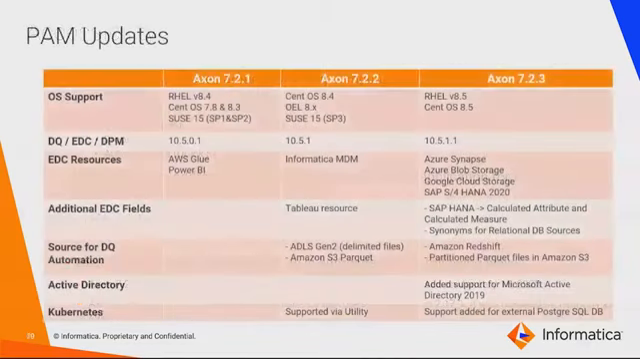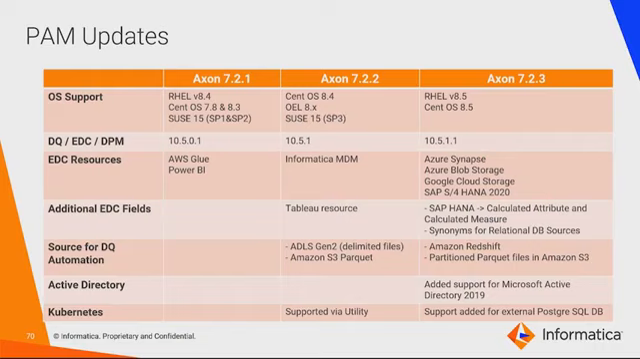So a quick update on the PAM for all three releases. We have continued to support all the latest versions of the operating system, RHEL 8.4 in 7.2.1, 8.5 in 7.2.3. And on the platform side, DQ, EDC, DPM, any new versions coming out every quarter, 10.5.01 or 10.5.1 or 10.5.1.1. Every release we tend to support the latest and the greatest one.